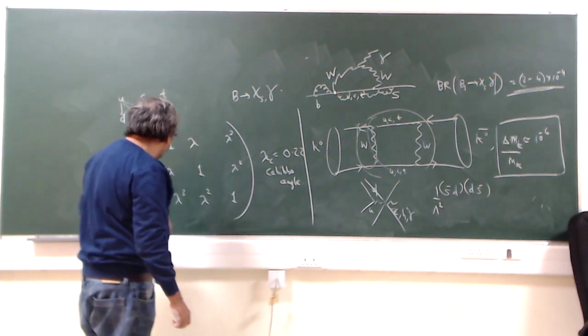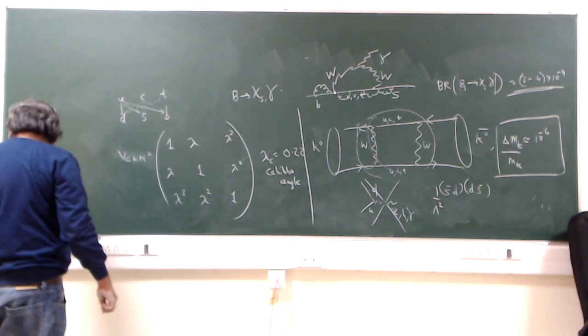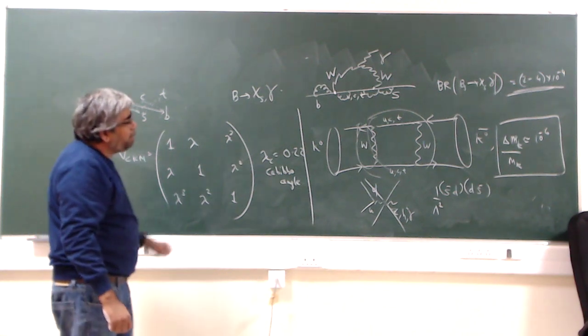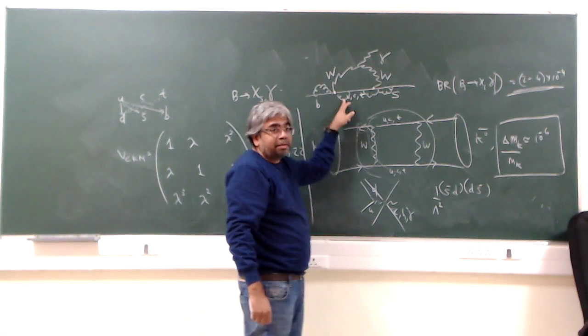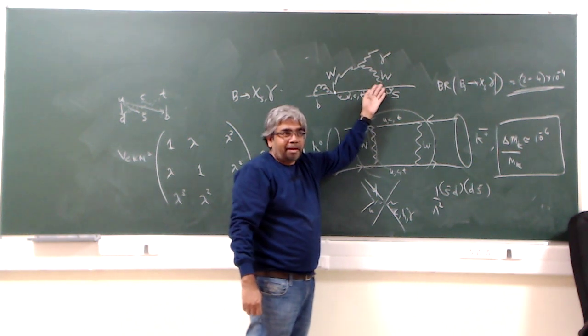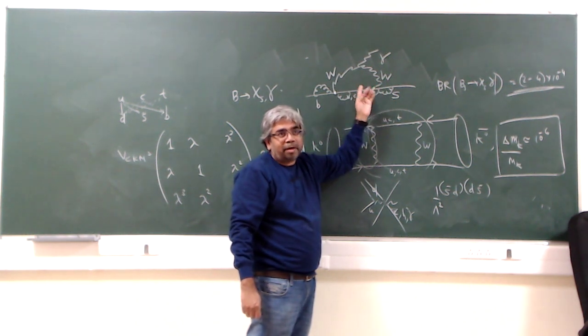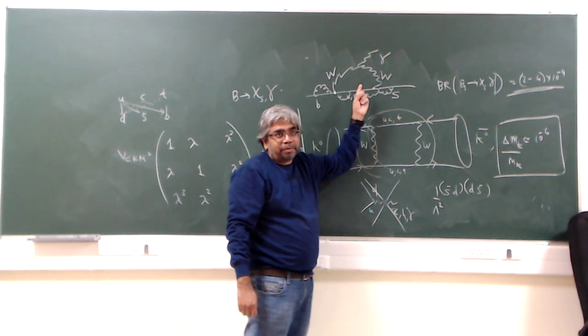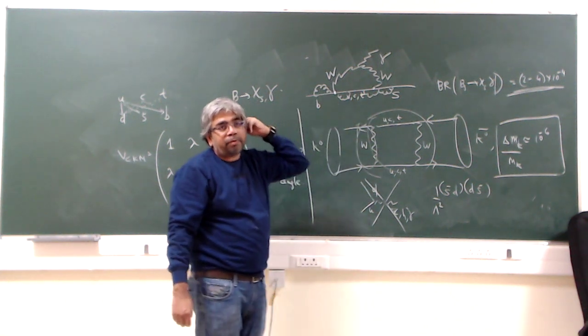Okay, but this idea, I think in the 1980s it was first pointed out that if you add QCD corrections, the branching fraction is actually larger compared to what is computed in the standard model at one loop. So QCD corrections play a very, very important role.